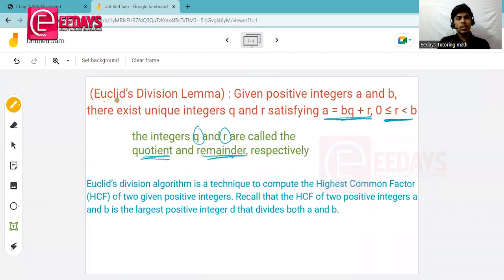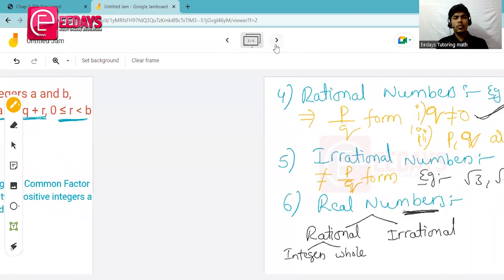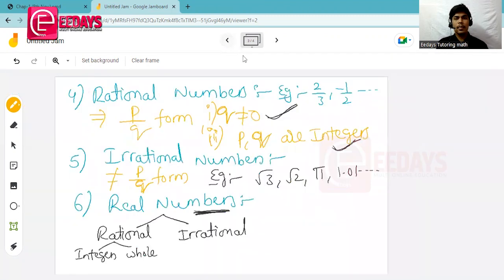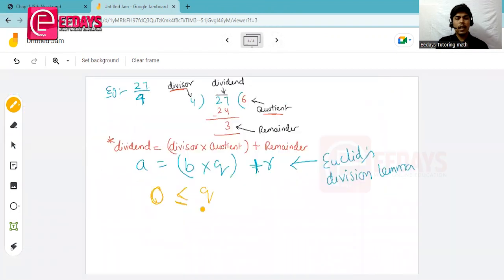I hope everyone understood. So this is the Euclid division lemma. Let's move on and write the condition here. What is this r and b? r here is the remainder. Either you'll get the remainder equal to 0, or else the remainder should be greater than 0.